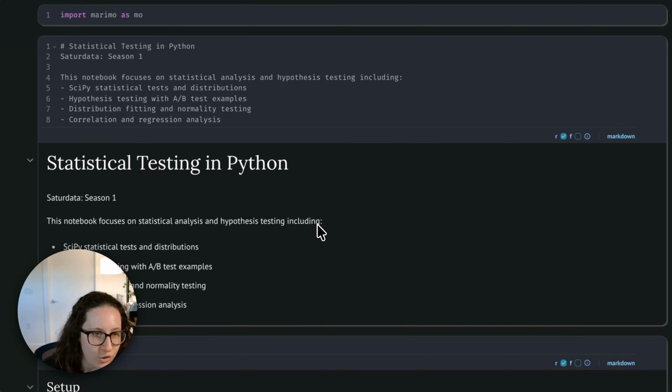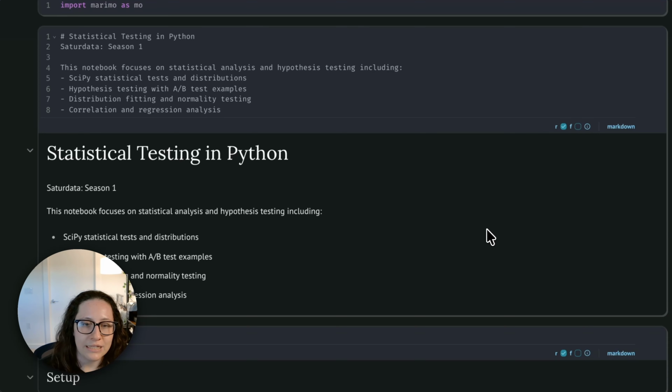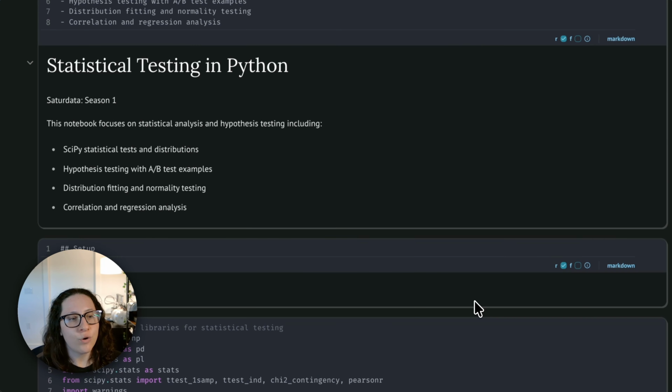What we're going to cover in this notebook is statistical analysis and hypothesis testing. And that focuses on SciPy, statistical tests and distributions, hypothesis testing with examples for A/B testing, which is like the practical application of hypothesis testing. We'll also touch on distribution fitting and normality testing, as well as correlation and regression analysis.